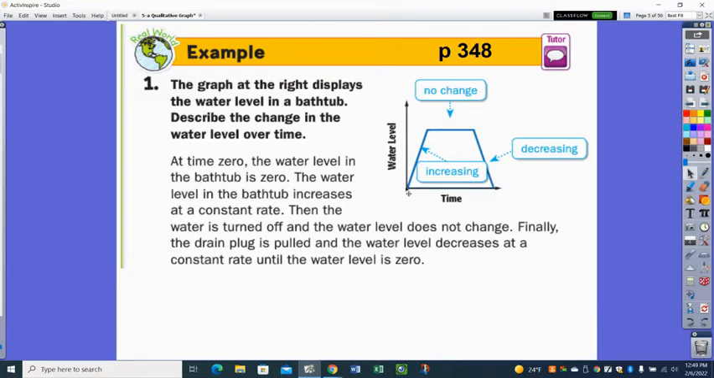So you turn on the spigot, you turn on the faucet, and the tub starts to fill. You can see at a constant rate here. And then it gets to a place where you turn the faucet off. And now it doesn't get any higher. And then you pull the drain and it decreases back down to an empty tub, back to a water level of 0. So you basically turn the faucet on, you turn it off, you pull the plug, it drains. So increasing, no change, decreasing in the water level.